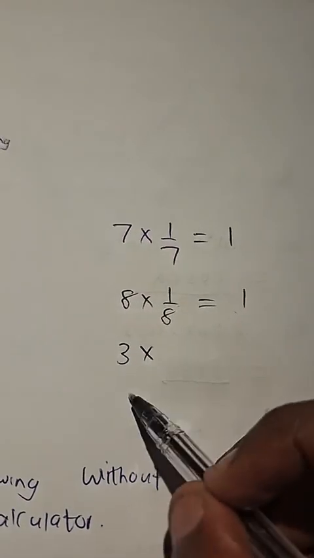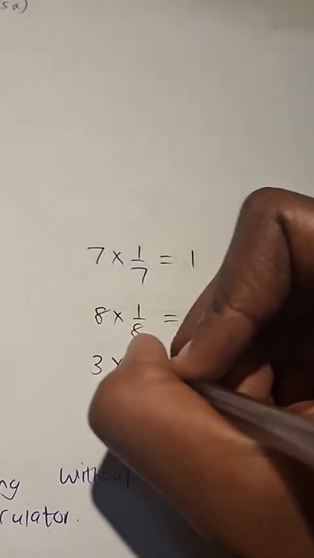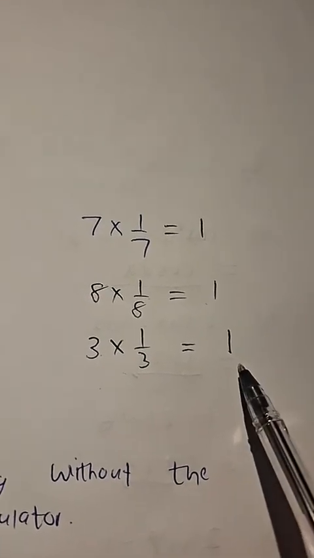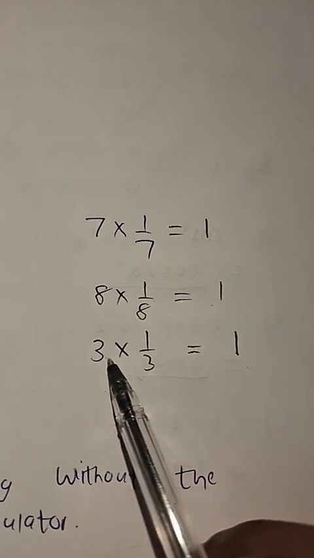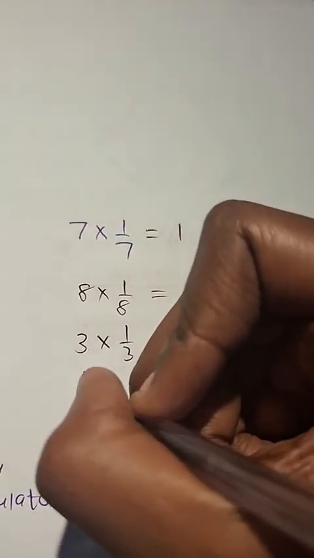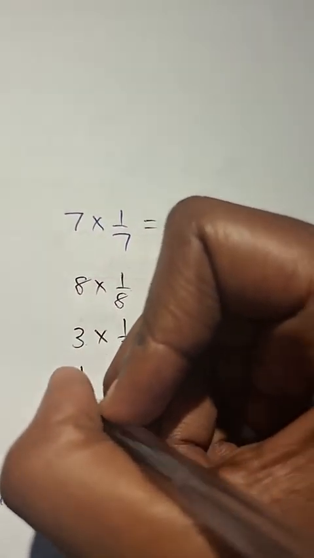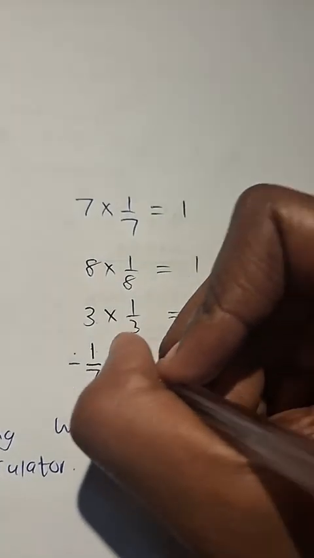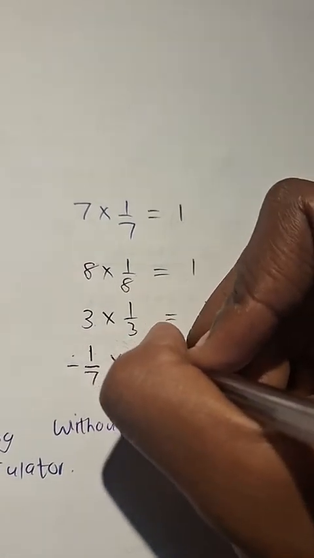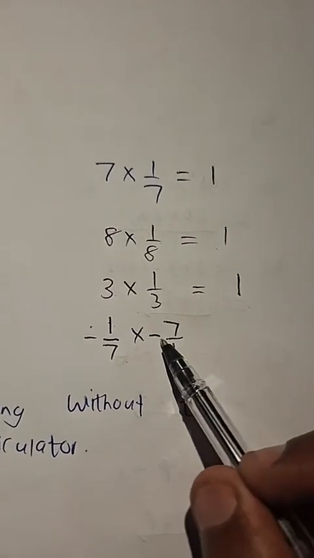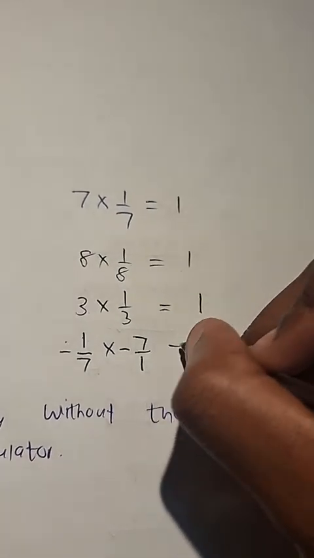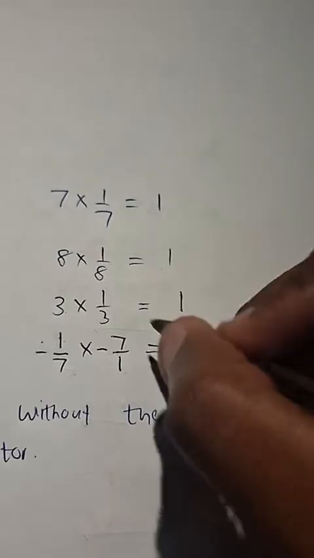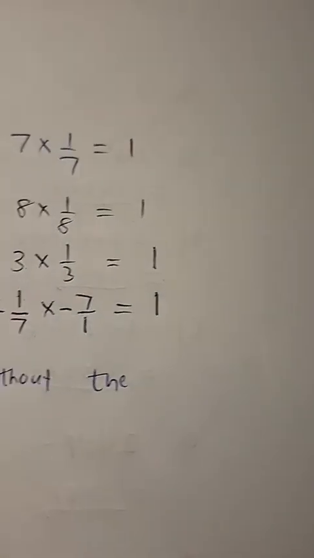Multiplicative inverse of 3. What's the multiplicative inverse of 3? It is 1 over 3. And that is because you get 1 whenever you multiply 3 with 1 over 3. Rightfully so, if I have negative 1 over 7, what is the multiplicative inverse of negative 1 over 7? It is negative 7 over 1. And deliberately we're saying negative because a negative times a negative gives us a positive, and obviously 1 over 7 times 7 over 1 gives us 1.